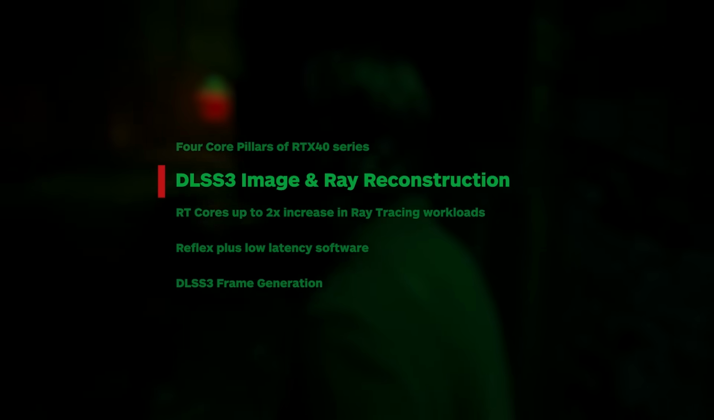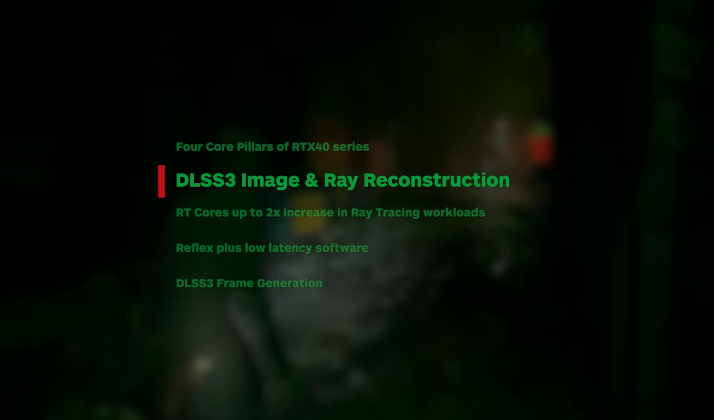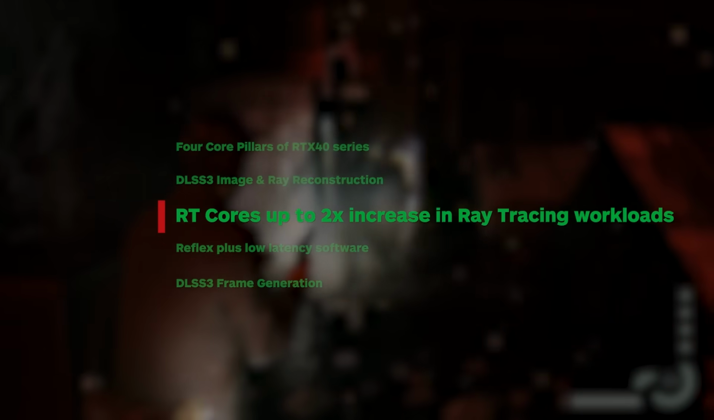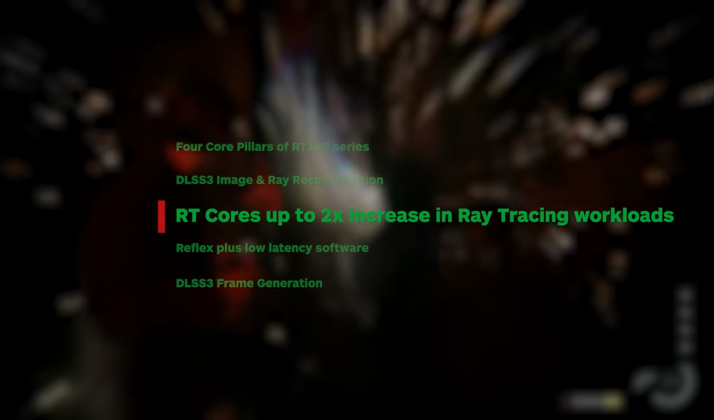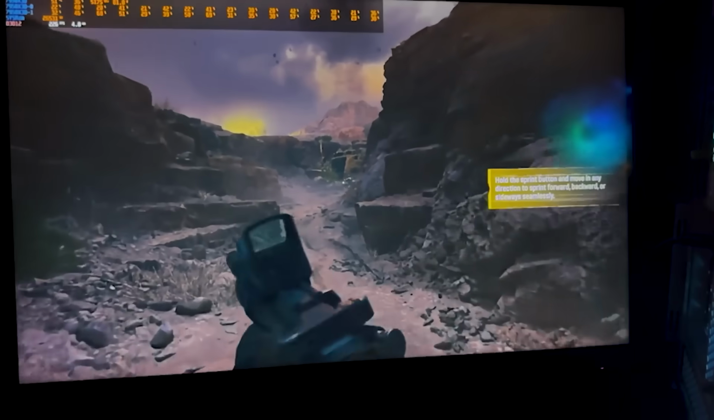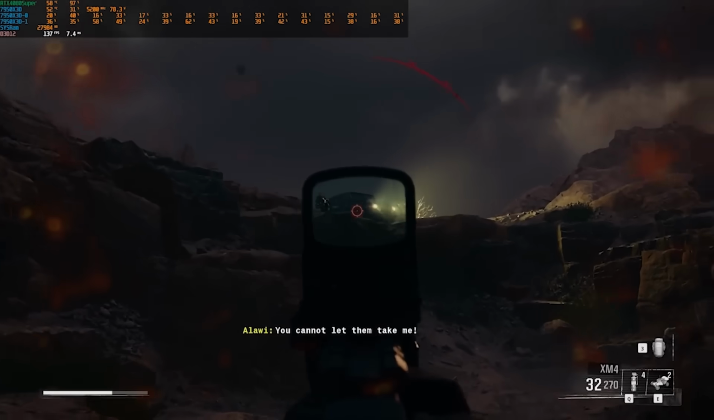DLSS 3 image and ray reconstruction, powered by improved tensor cores. RT cores that deliver 2x increases on ray tracing calculations over the previous generation. Reflex Plus low latency software to shorten the time from each click or slash to screen. And DLSS 3 frame generation, which can increase refresh rates by 2 or 3 times even when CPU bound.